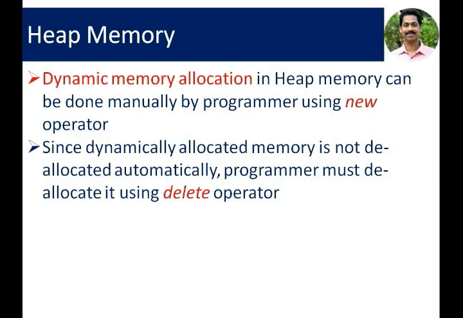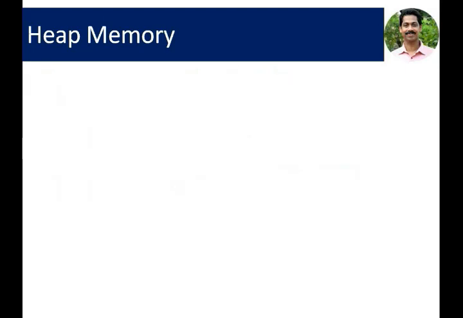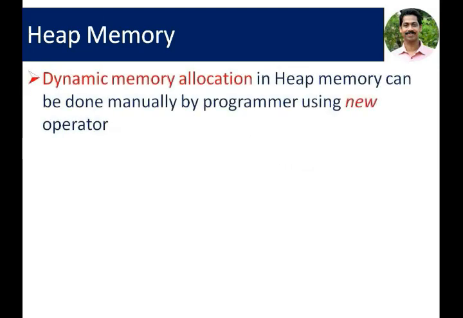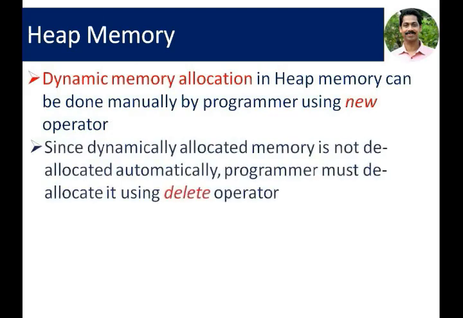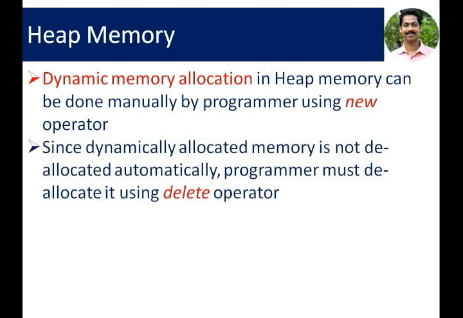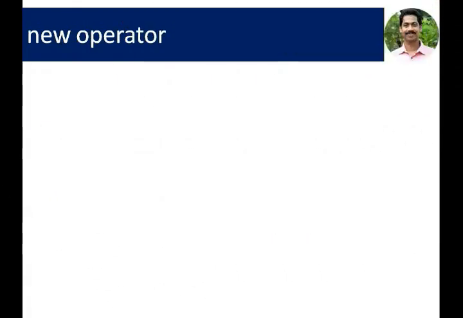The allocation is not deallocated automatically. The allocation is done by the programmer. Similarly, that memory area should be deallocated by the programmer itself, and for this purpose we use the delete operator. Dynamic memory allocation is done by the new operator and deallocation is done by the delete operator.